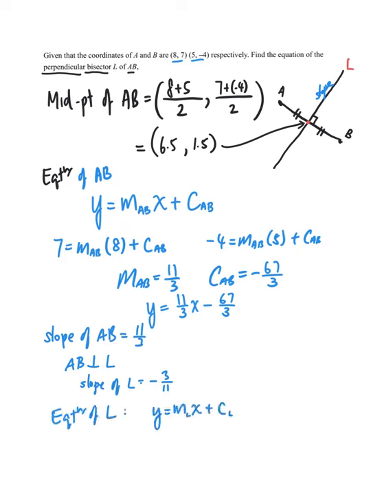So the equation of line L will be y equals mx plus c again, but this time we are using the L equation. So instead of AB, we write down L, and we already know that the slope of L is negative 3 over 11. The x value is 6.5, and the y value was 1.5, and then we have the c. In this case, we are finding c by subtracting it back to the other side, which is 36 over 11, and therefore we have the equation y equals negative 3 over 11x plus 36 over 11, and that's the answer.